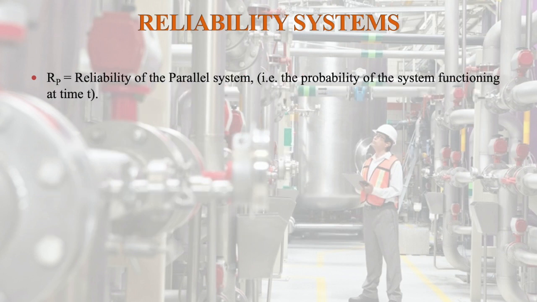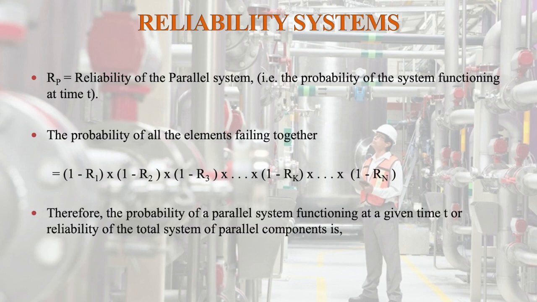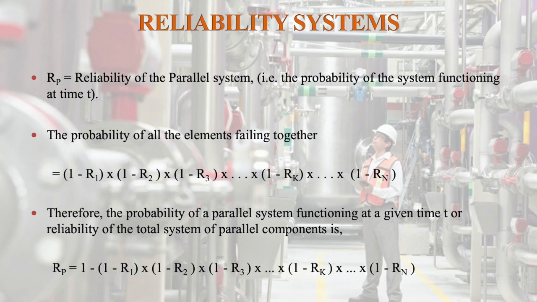Rp is the reliability of the parallel system, that is the probability of the system functioning at time t. The probability of all the elements failing together is (1 minus R1) into (1 minus R2) into (1 minus R3) up to (1 minus Rn). Therefore, the probability of a parallel system functioning at a given time t, or the reliability of the total system of parallel components, is Rp, equal to 1 minus (1 minus R1) into (1 minus R2) into (1 minus R3) up to (1 minus Rn).